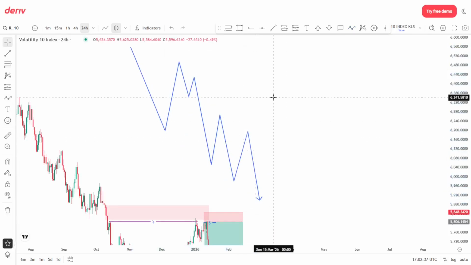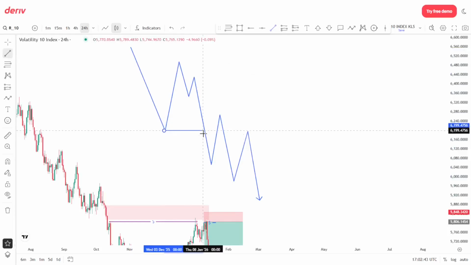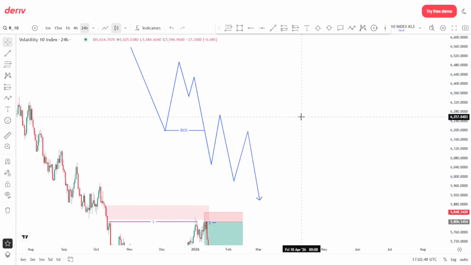You can look at this market right now, it is clearly bearish. All you'll be looking for is sell, because the market is breaking structure to the downside. So you're looking at break of structure, which you've identified. So now the next thing is to identify what?